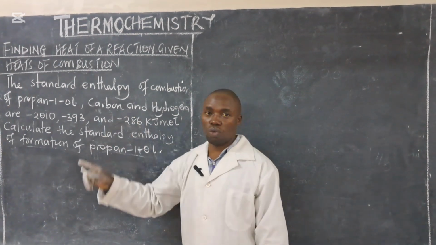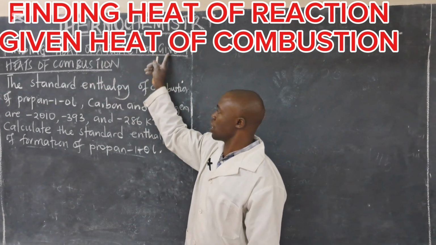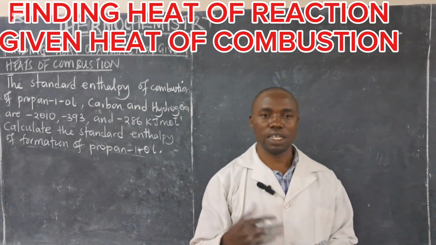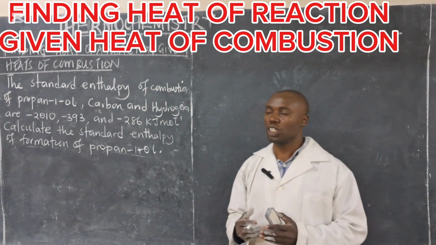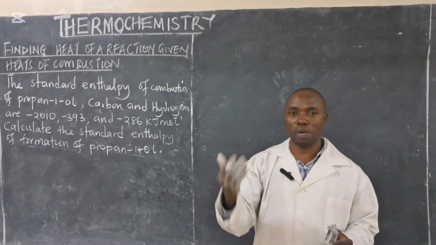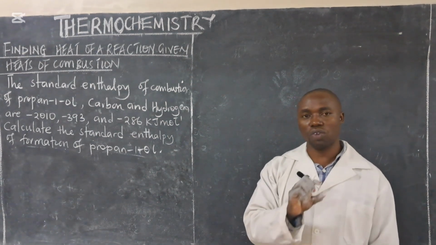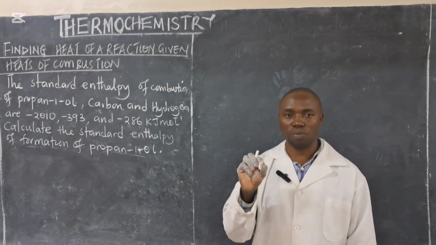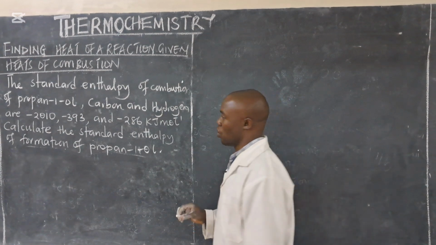Let us look at category 2. In category 2, we are going to find the heat of a reaction given heats of combustion. Remember, we were calculating the heat of a reaction given heats of formation. So here we are looking at what you do if you are given combustion values. We are going to employ two methods. We are going to use Hess's law by calculation, then we shall use the Born-Haber cycle or Hess cycles. So let us dive into the question.